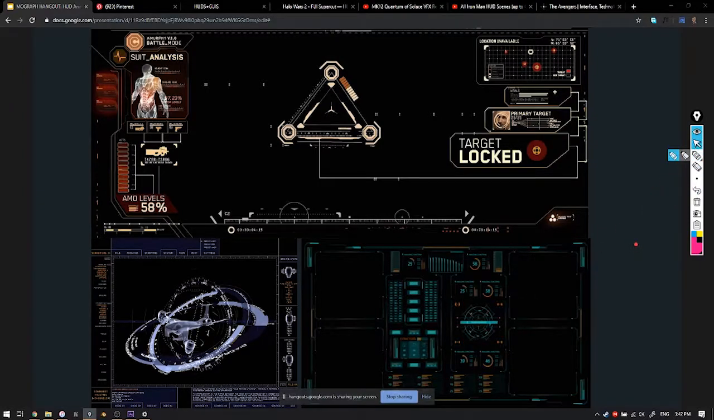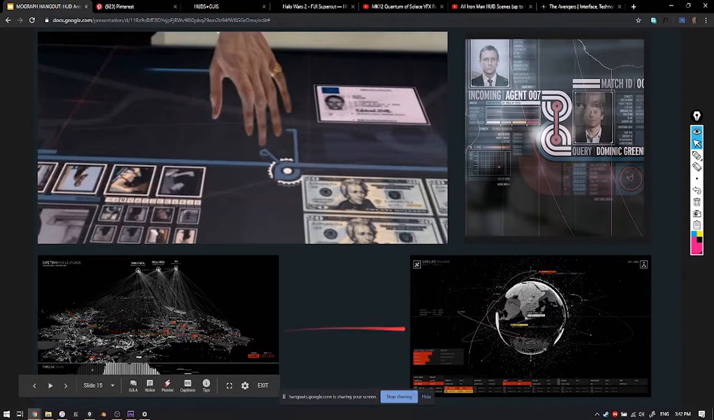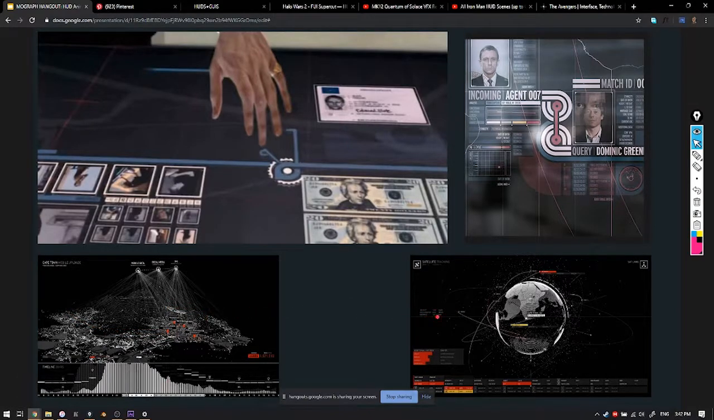Alright, so that's it for this page. Let's go on to the next one. This is from Casino Royale. Actually, these are all from some Bond. These two appear from Quantum of Solace. These two are from another one. I'm not sure which one.